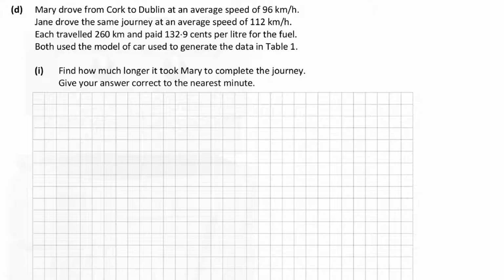So the next part then: Mary drove from Cork to Dublin at an average speed of 96 kilometers per hour. Jane drove the same journey at an average speed of 112 kilometers per hour. Each travelled 260 kilometers and paid 132.9 cents per litre for their fuel. Both used the model of car used to generate table 1. Find how much longer it took Mary to complete the journey and give your answer correct to the nearest minute.